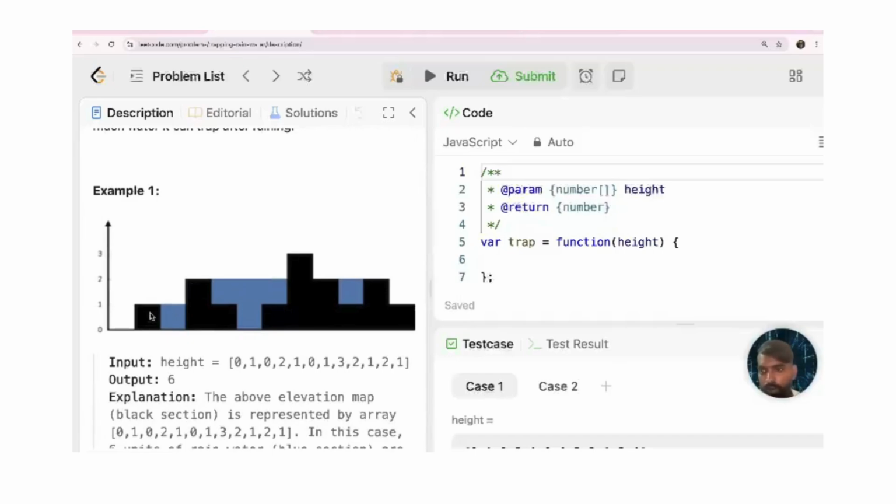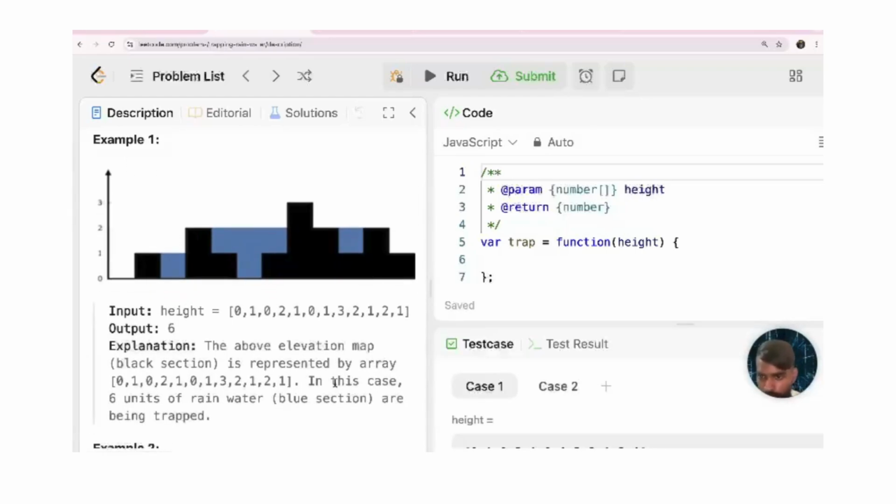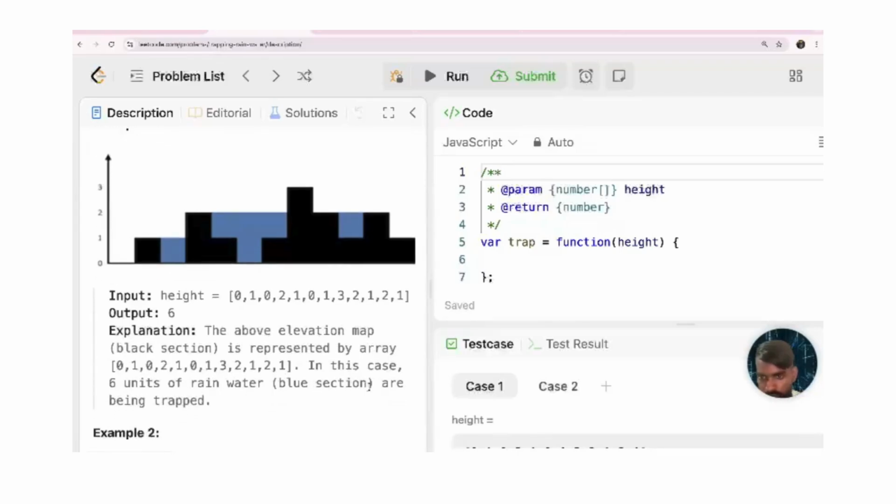Means, see, this is a graph. Blank is where we are not storing anything, but in the blue we are storing water. So this graph is given by an array, where 0 is black and 1 is that much water we are storing. 0 is again black. 2 is storing. It means the first index will be 0 and the second index will be 1, and after that we have a 1, and again 1, then 3 is a blank, we are representing it like that. The black section is represented by the array. Okay, in this case 6 units of water, the blue section, are being trapped.